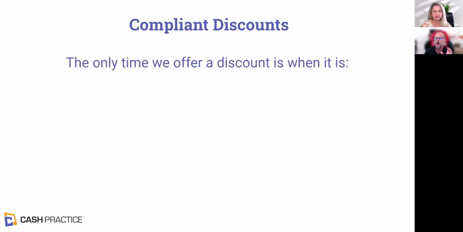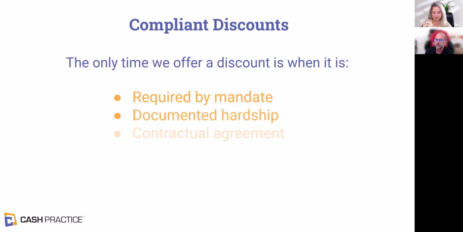The only time we offer a discount, so let's talk about discounts for a second here, and we're not going to spend too much time on this stuff, but I just want to touch on it. When it comes to discounting, if you're going to do any kind of discount on your plan, which is not uncommon, there's only 4 times we offer discounts. Number 1 is required by mandate. Number 2 is documented hardship. Number 3 is contractual agreement. And number 4 is compliant prompt pay. Let's talk about each of these.